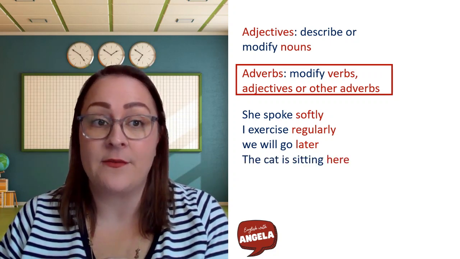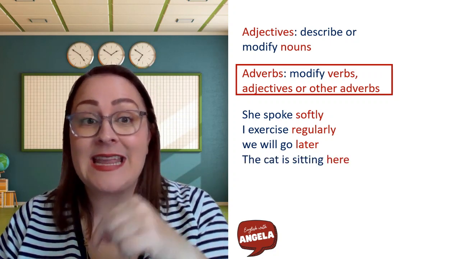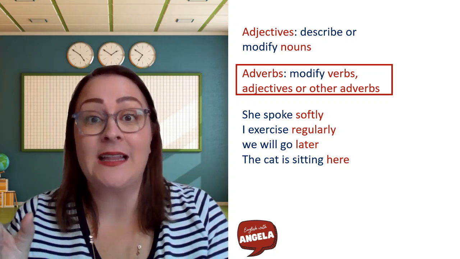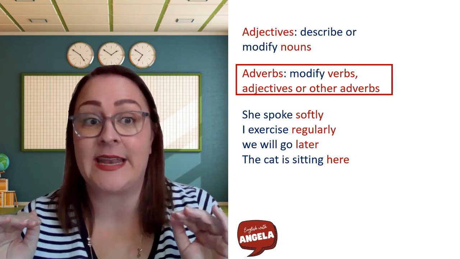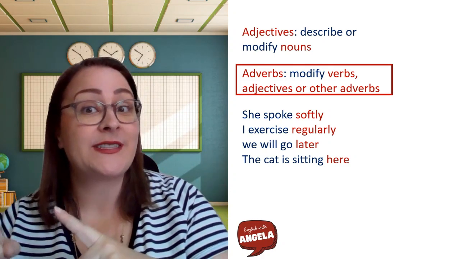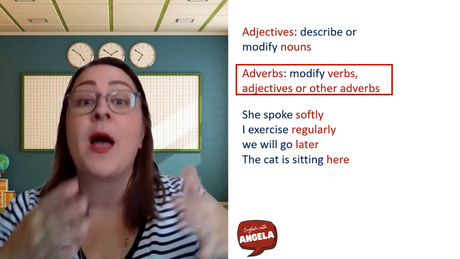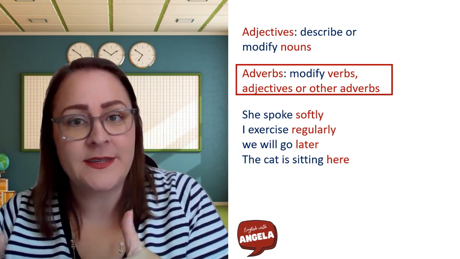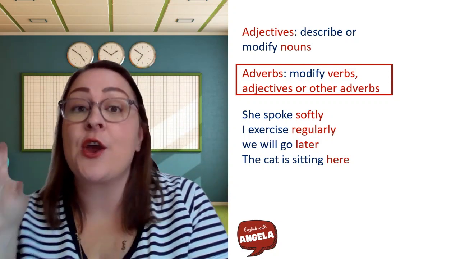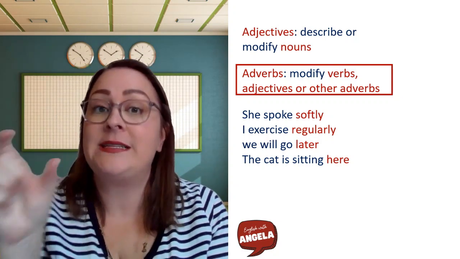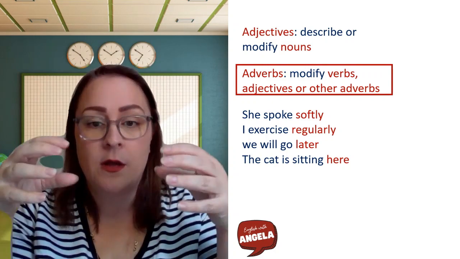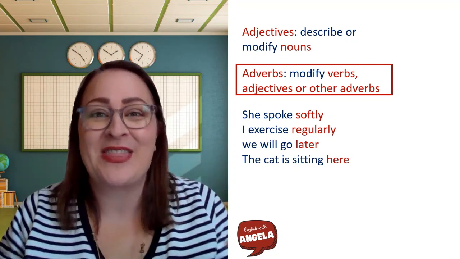That is an adverb. The cat is sitting here. So that is an adverb. It's telling us where the cat is sitting. We could add an adjective to the sentence. We can have an adjective and an adverb. The beautiful cat is sitting here. The smart cat is sitting here. But here is our adverb. It's telling us where the cat is sitting, where they're doing the verb.